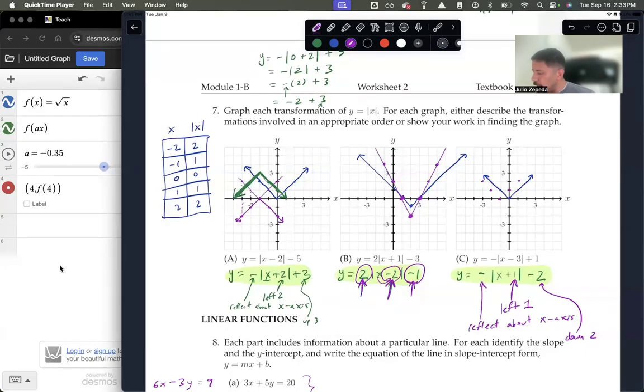That's left one. Reflect about the x-axis. I'll graph these in black. There it is, reflected about the x-axis. And then down 2, each of these dots is going to move down 2 units.